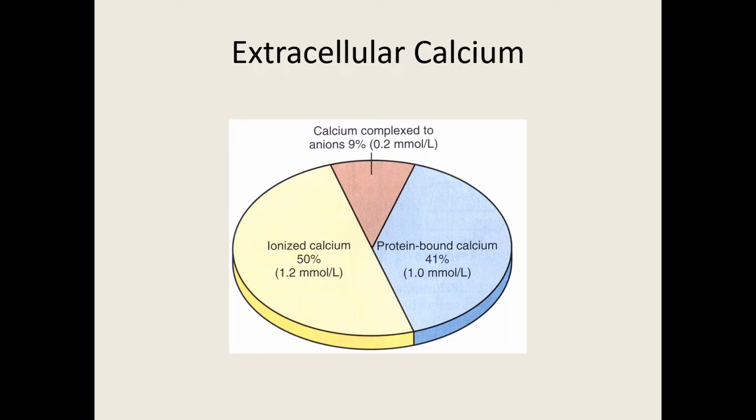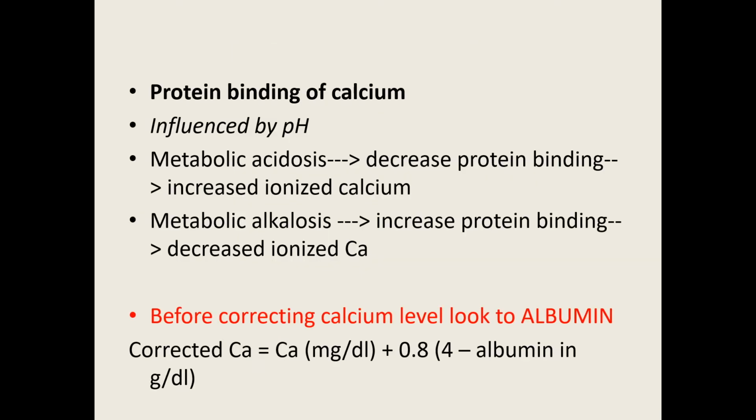Extracellular calcium is important for us, of which 50% is in ionized form and the rest 50% is in non-ionized form, of which mainly 41% is bound to albumin and the rest is bound to anions like phosphates and sulfates. But the protein binding of calcium can be influenced by the pH level. So in metabolic acidosis, there is a decrease in protein binding, leading to increased ionized calcium level. Similarly, in metabolic alkalosis, there is increased protein binding, leading to a decreased ionized calcium level.